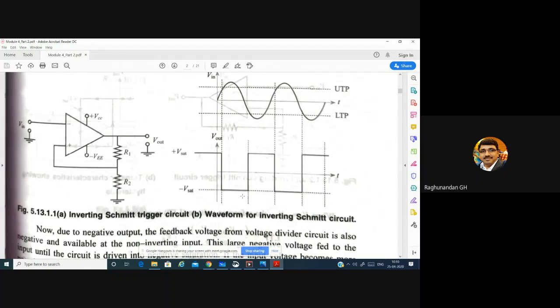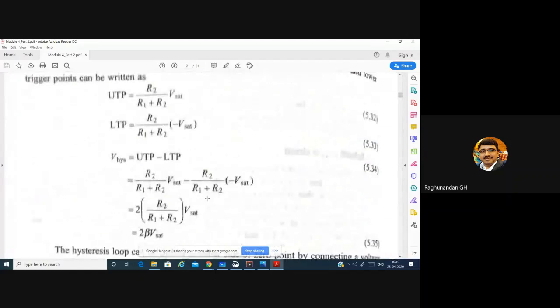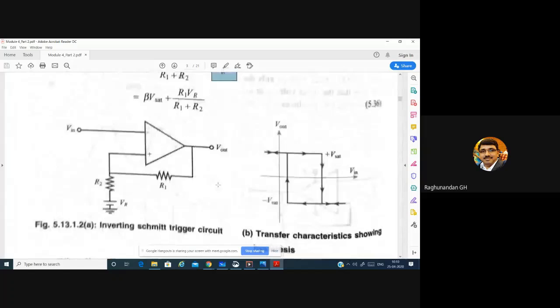Because plus VSAT, minus VSAT means it will be plus 12 volt or minus 12 volt, plus 15 volt or minus 15 volt, plus 20 volt or minus 20 volt. It will be like that. But I don't want to swing between that large voltage. I want to swing at some particular level voltage. Then what I'll do is use an extra reference voltage. So I'll add a reference voltage.